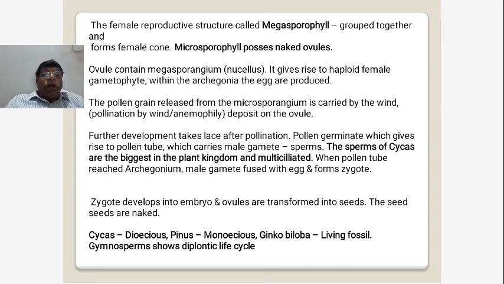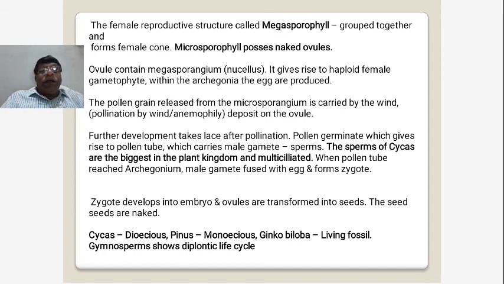Now, classification includes three classes. Class Cycadopsida includes the Cycas plant. Class Coniferopsida includes Pinus. Class Gnetopsida includes Gnetum. That's all about gymnosperms.